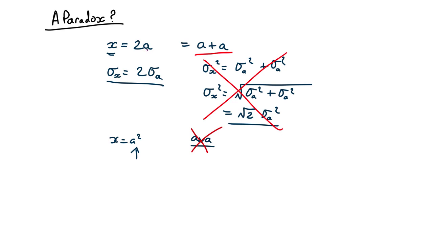If you've got something like 2a or a squared, use the power equation or the multiplying by a constant equation. Don't use the addition or multiplication ones. These only work for uncorrelated variables.